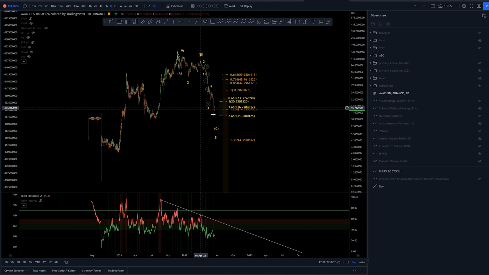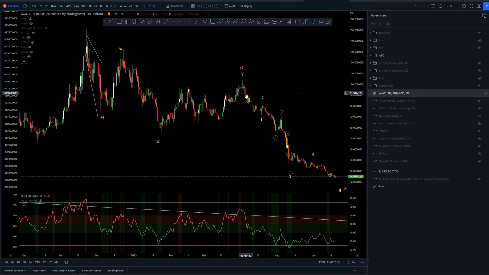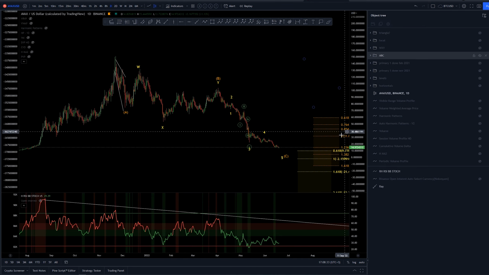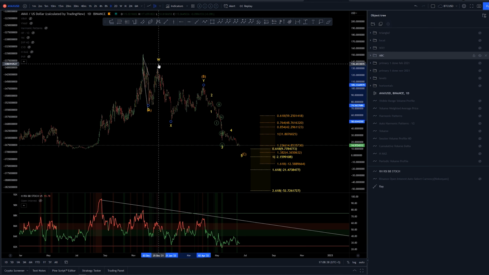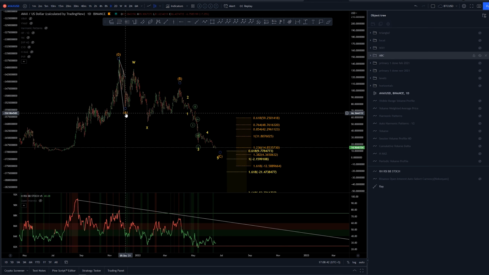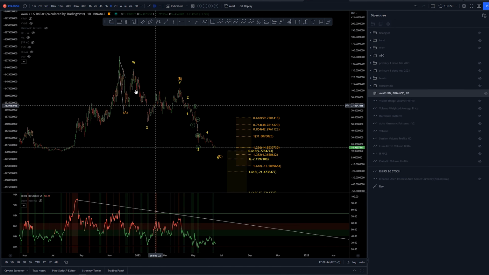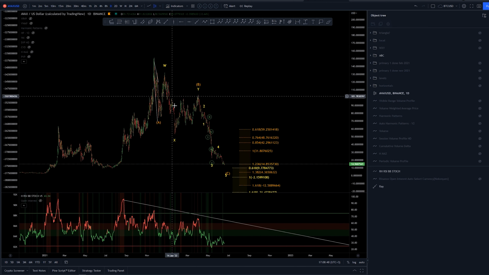Let's take a look at the structures inside here. For this I think it is better to look at these on arithmetic scale. We have a couple of different ones. Let's take a look at this one first. This is saying that we have A, B and C coming down. I don't really like this count too much, just because we have a running flat here.